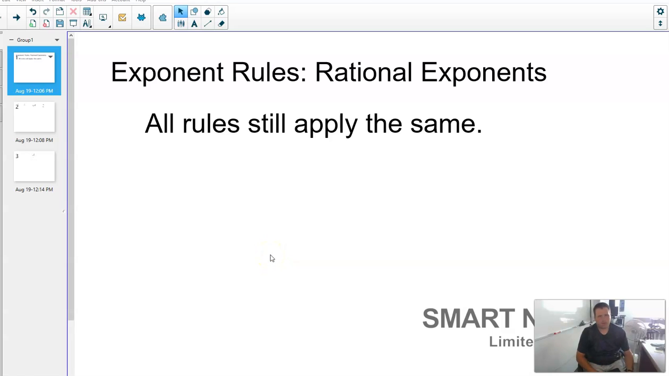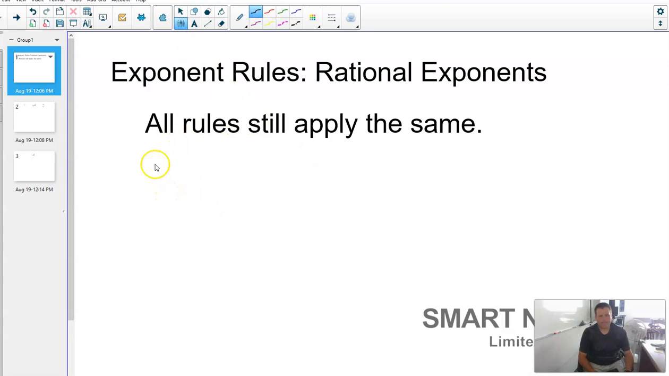All right, so last part here with exponents, we're looking at our exponent rules as they apply to rational exponents. So we're looking at when we have fractions as our exponents here. Just a quick reminder, all the rules still apply here.